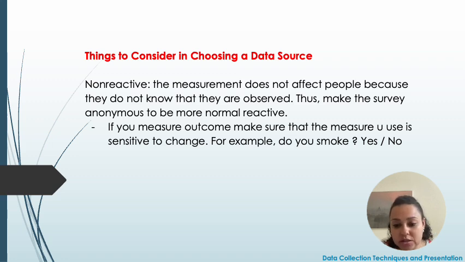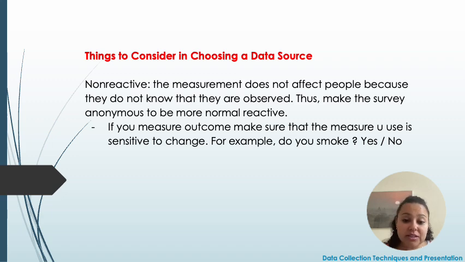Some communities it is not sensitive to ask about gender or sex. Other communities are asking about age, for example, asking about if the person is smoking or not, or some personal things that can affect the person. So making it anonymous is good.